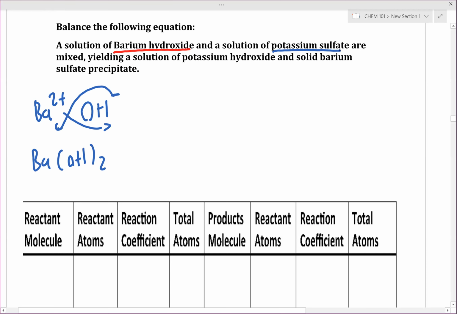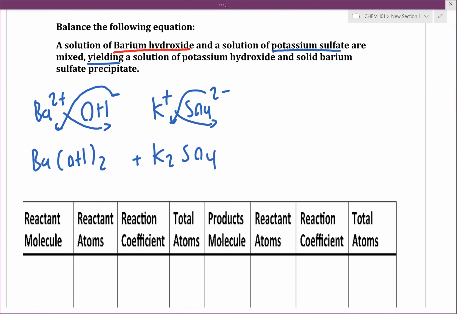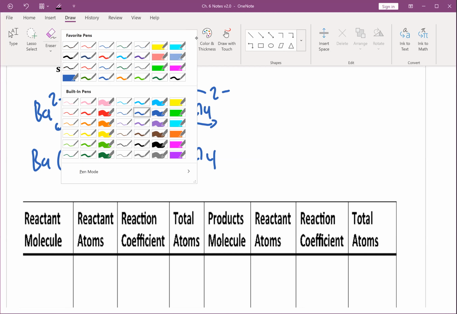Potassium sulfate. Would someone like to volunteer the formula for potassium sulfate? Yep, K2SO4. So we have potassium plus, sulfate is SO4 2 minus. We cross our charges and we get K2SO4. Yielding, so yielding, that tells us we need to draw an arrow.